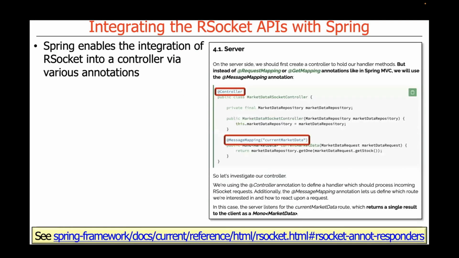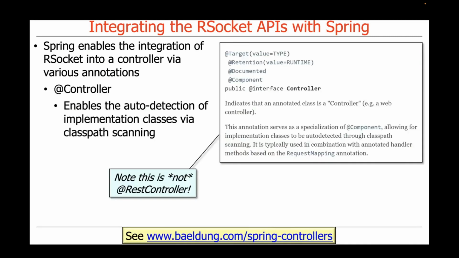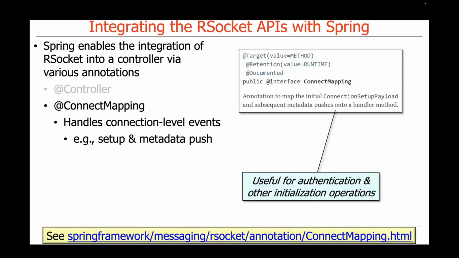Not surprisingly, now that you've seen Spring for a whole semester, Spring enables the integration of RSocket into a controller using, wait for it, annotations. There are a couple of annotations, actually three of them, that are very important. The first is controller, which is not the REST controller, but a controller that enables the auto detection of implementation classes via class path scanning. You've seen this a million times before in the REST context for RESTful controllers, but it's the same basic idea. Here are some things that are a little different.